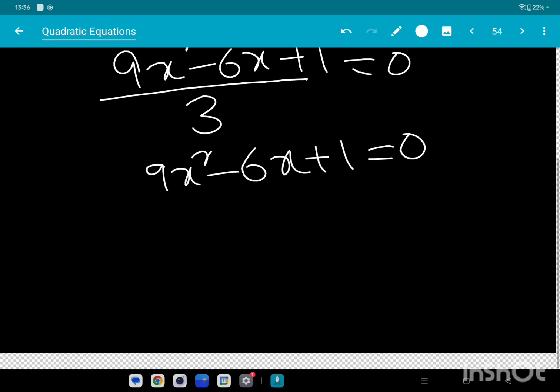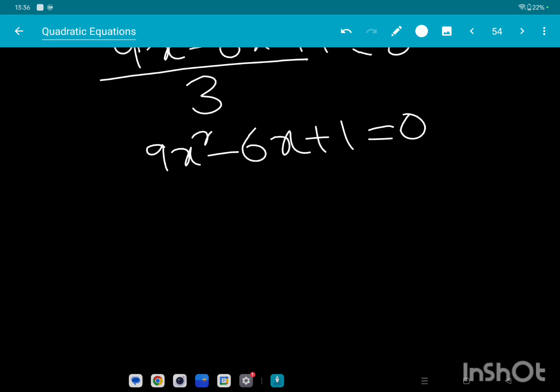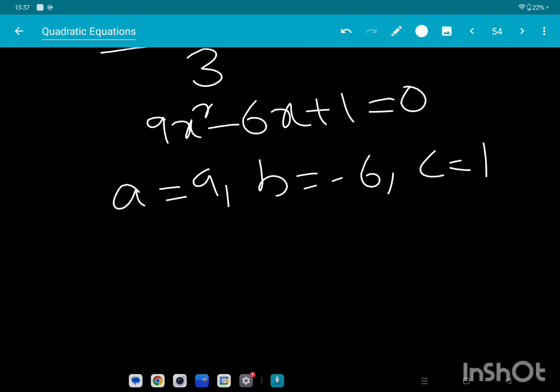Now I am going to solve this. First I am going to find the discriminant. What is the discriminant here? First I will write the a, b, c values. a = 9, b = −6 and c = 1. So I will find the discriminant.